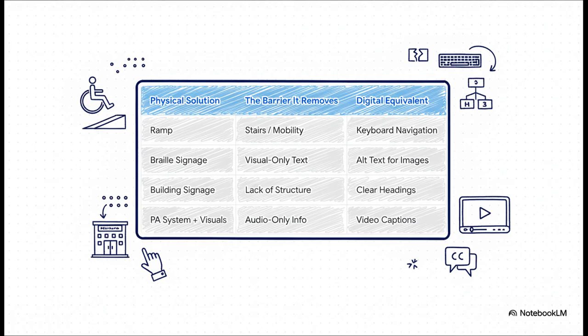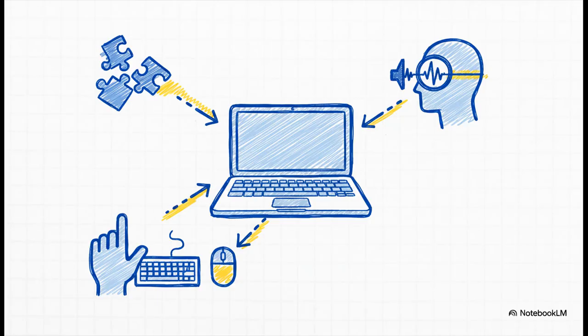Signs in a building give it structure. On a web page, that's what clear headings do. And you know how a PA announcement at an airport also shows up on the screen? That's just like a video having captions. It's the same idea. So, you see, the goal is exactly the same. We want our digital stuff, our websites, our apps, our content to work for everybody. It doesn't matter if someone has a sensory, cognitive, or physical disability. Good design should empower them, not shut them out.